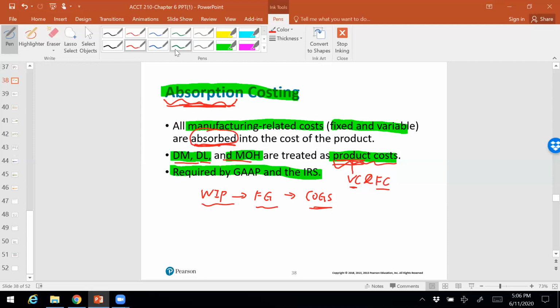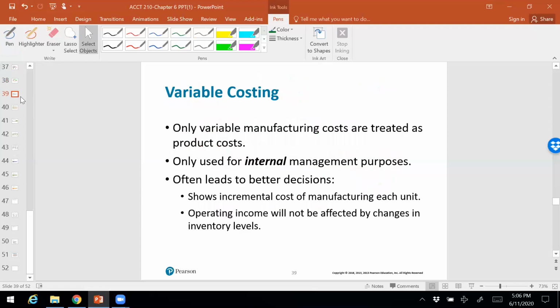Read it with me, right? Why? Because it absorbs all the product cost. We don't really care if it's variable cost or fixed cost. Direct labor, direct material, mostly variable cost, but manufacturing overhead, mostly fixed cost. We do not care. Okay, now we look at our next one, variable costing.